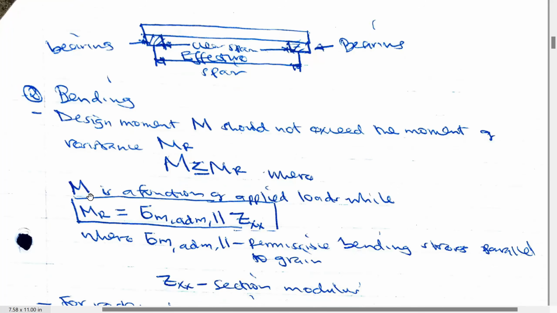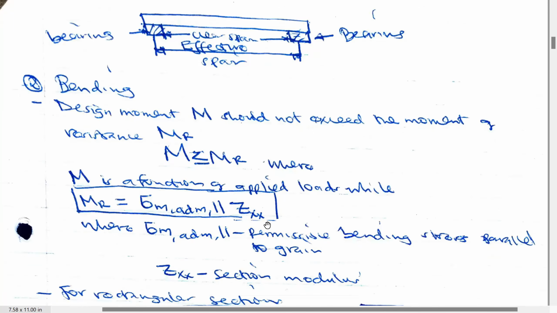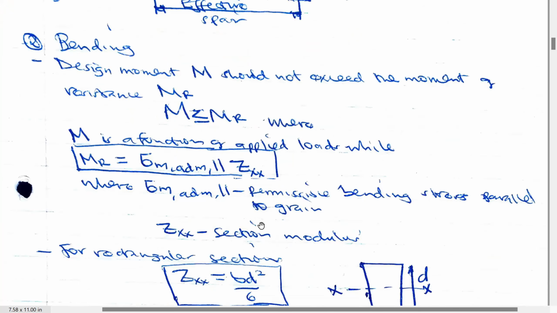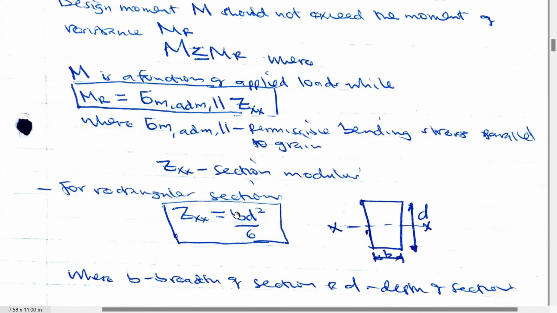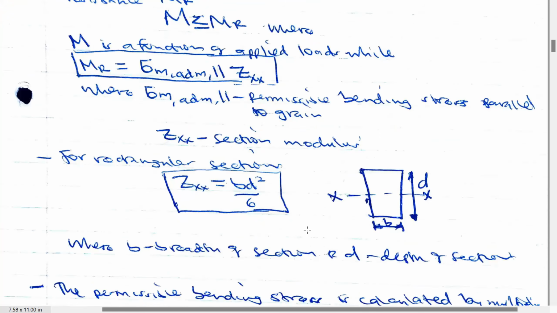So where M, design moment, is a function of applied loads, while moment of resistance is a function of the internal capability of the timber section, which is given by permissible bending stress parallel to the grain multiplied by the section modulus along the x-axis, which means Zxx. So for rectangular section, remember Zxx is given by bd squared over 6. Now from the diagram here, d means depth, b means breadth, then along the xx axis.